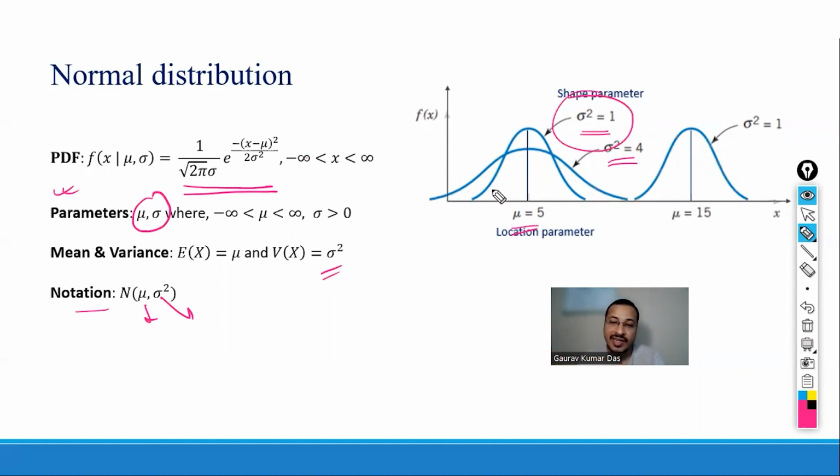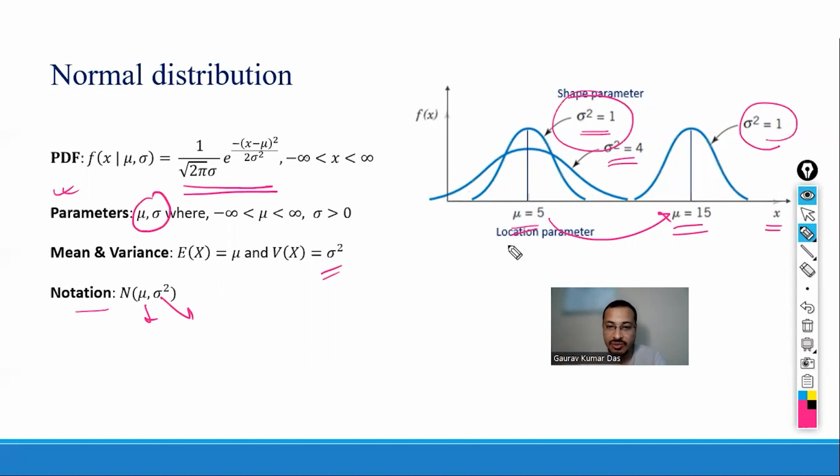The more the variance, the flatter the curve. However, mu is equal to 15. If you look at it, the standard deviation is the same as 1. The shape is the same, but the location has changed because mu has now changed. Mu is the average value of x, and x, obviously, is in ascending order of magnitude from left to right.